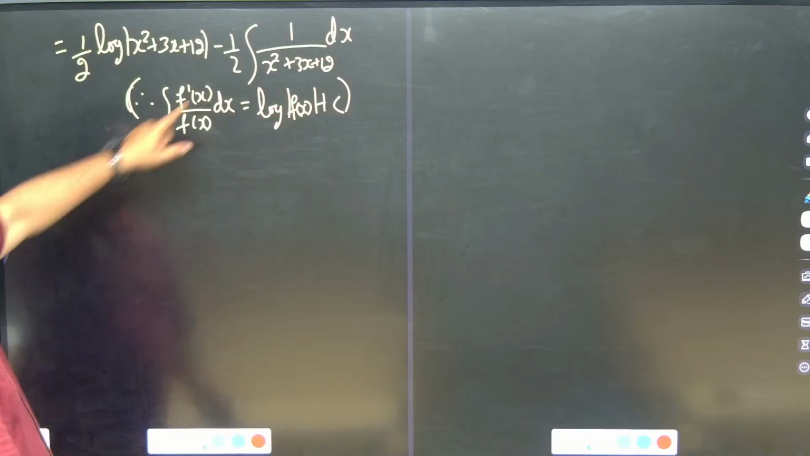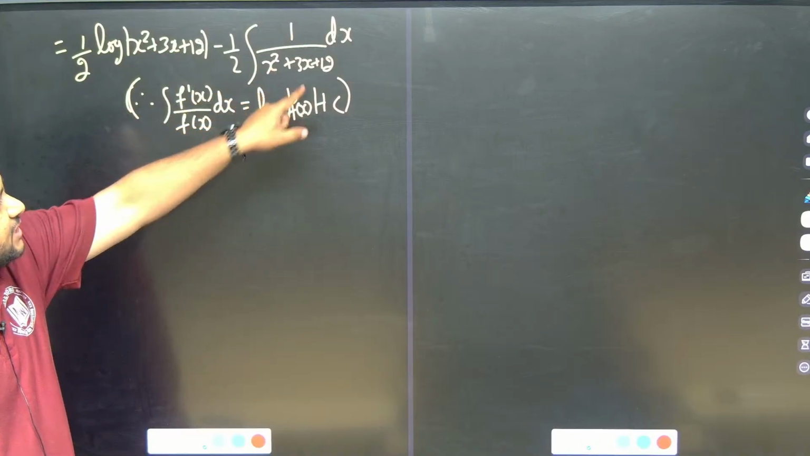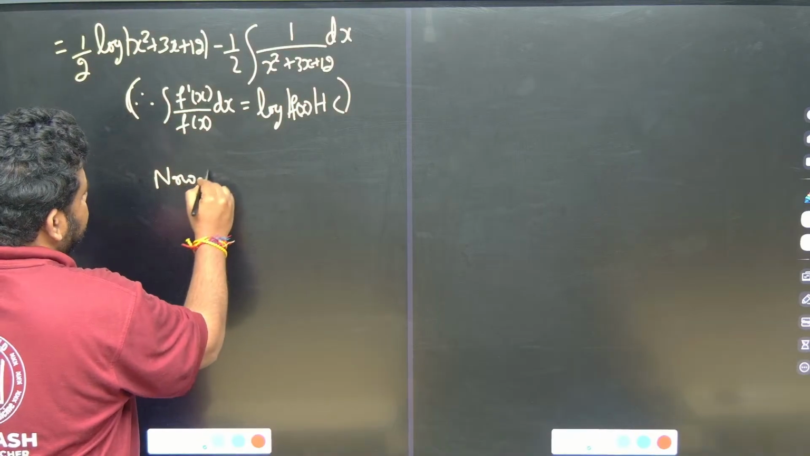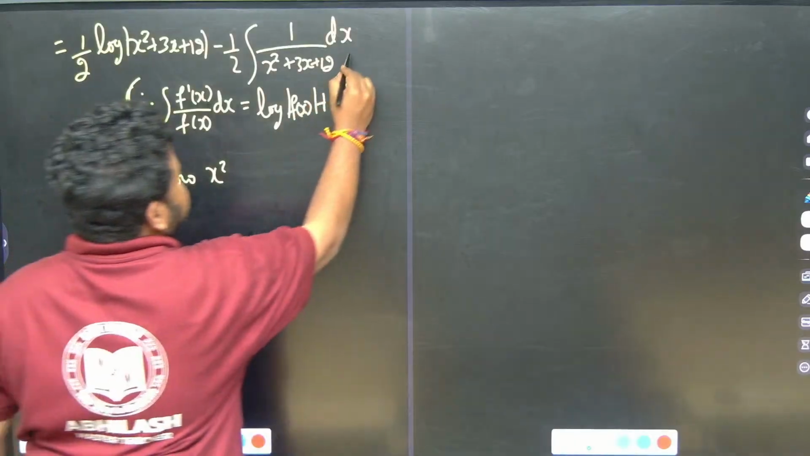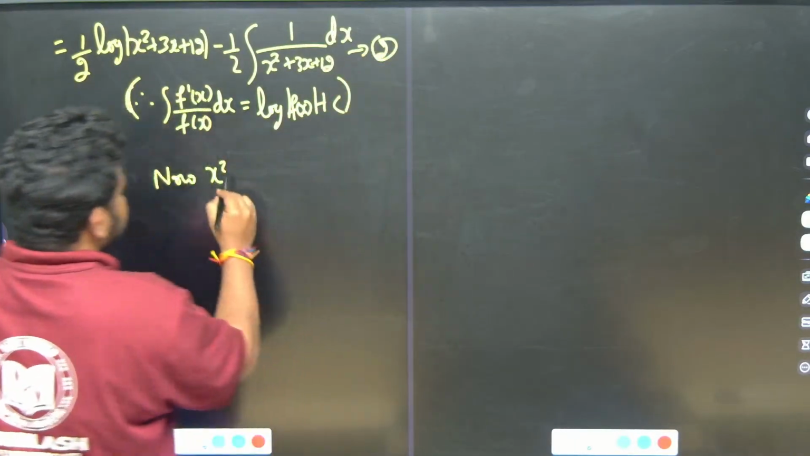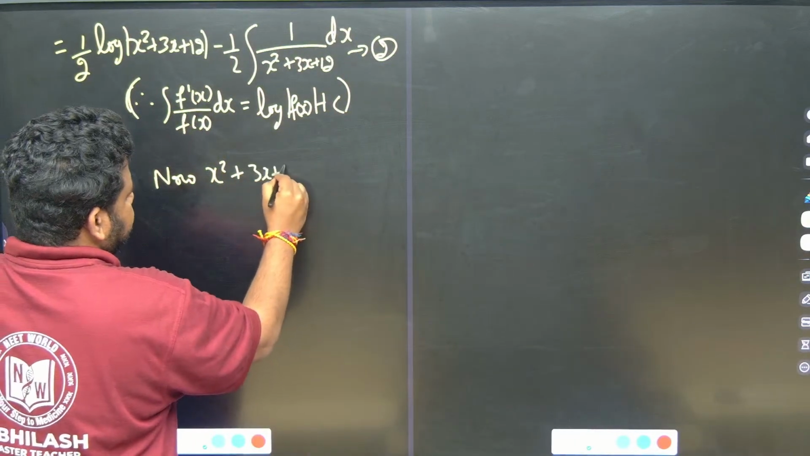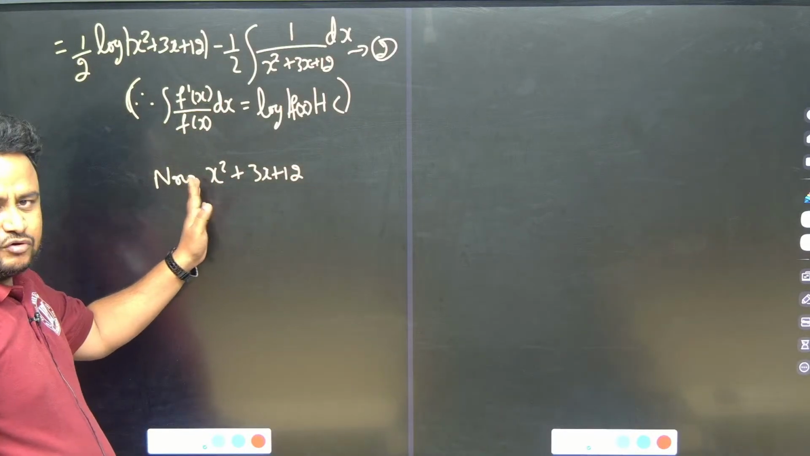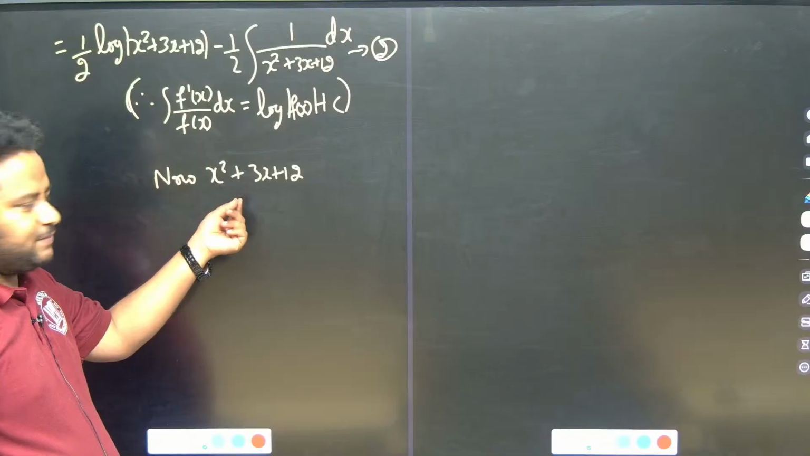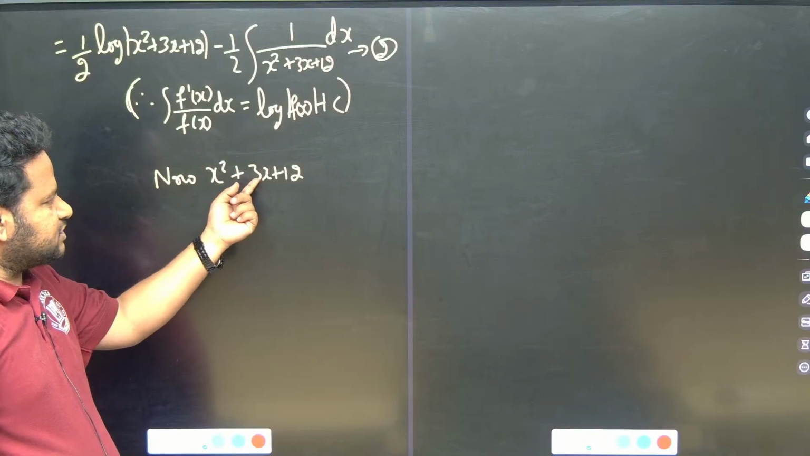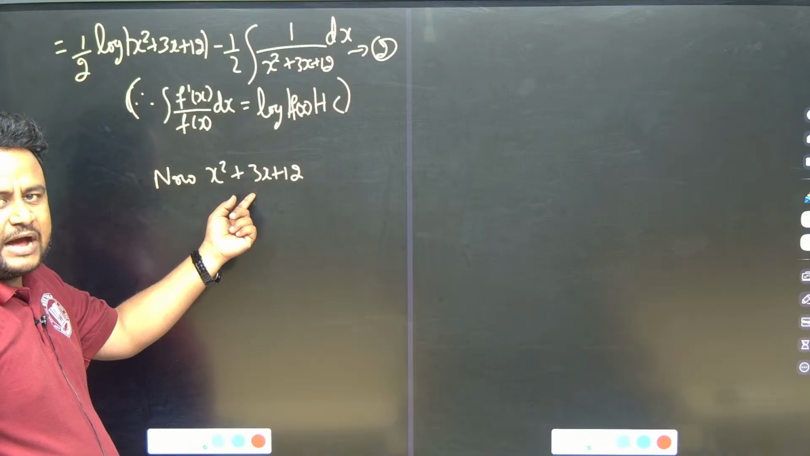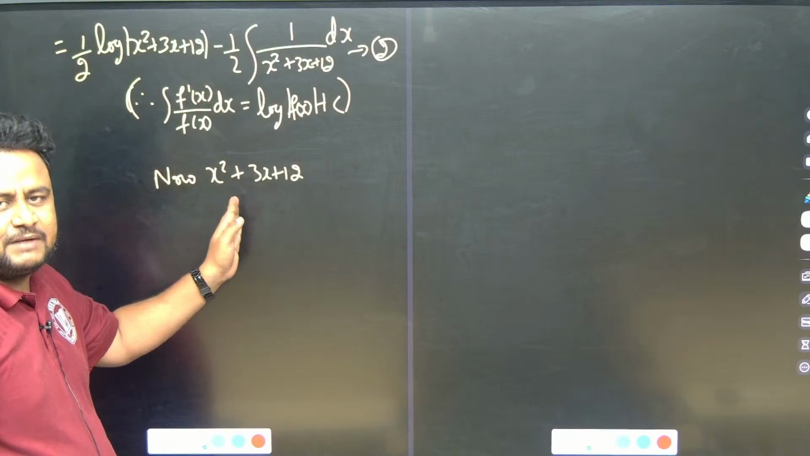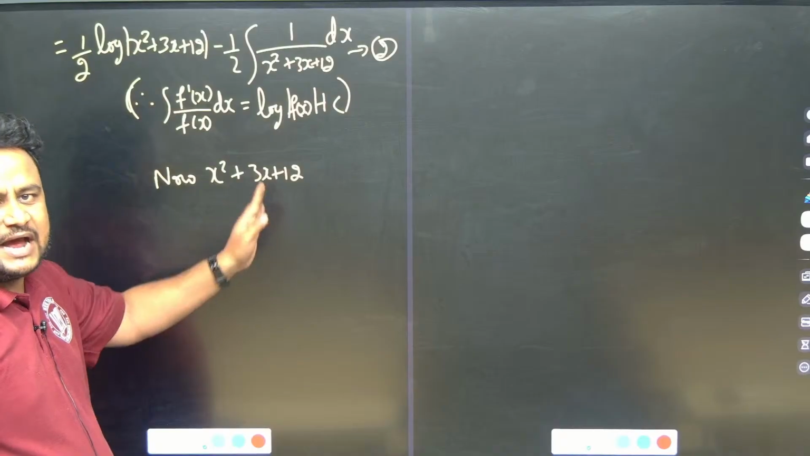Now see here, we have to integrate x square plus 3x plus 12. Now let us take the denominator. Let this be equation 2. Now x square plus 3x plus 12. The coefficient of x square is 1 itself, so no need to do anything. Now we will do the completing the square method. The coefficient of x is 3, so we multiply by half, it becomes 3 by 2. 3 by 2 we have to square, and add and subtract.